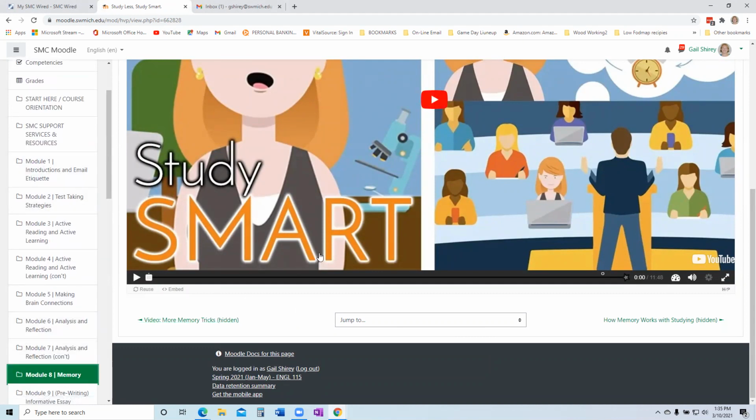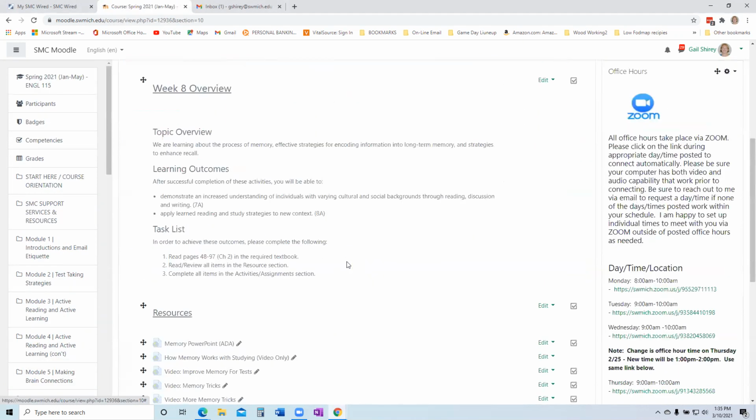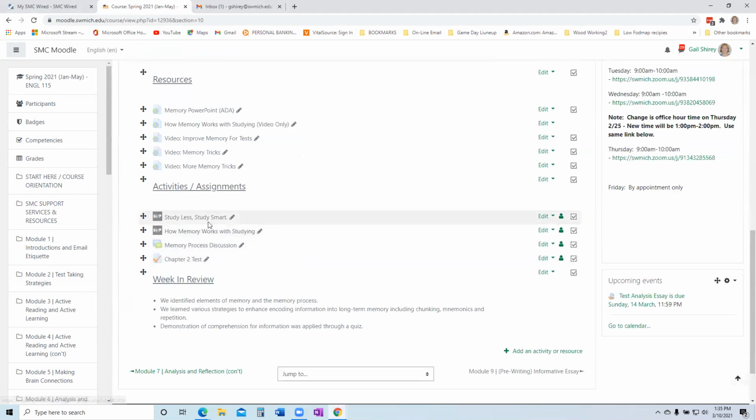The other one works the same way. So there are 2 of them, this particular module for you to engage with. So study less, study smart, and then how memory works with studying. So there are 2 of them. Pretty short, both hopefully are easy A's for you.